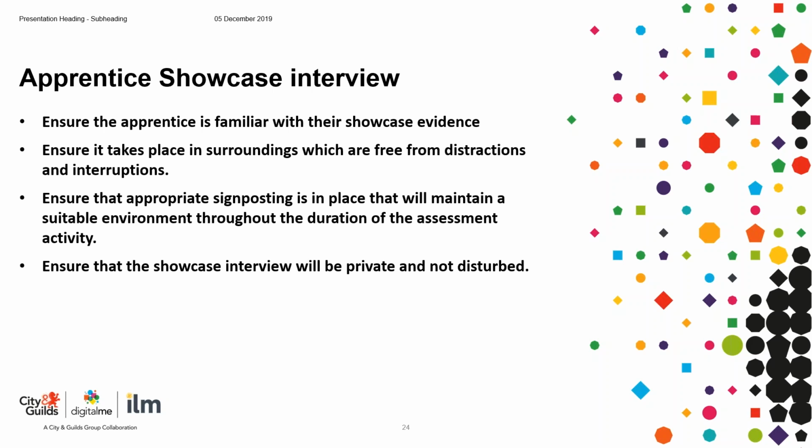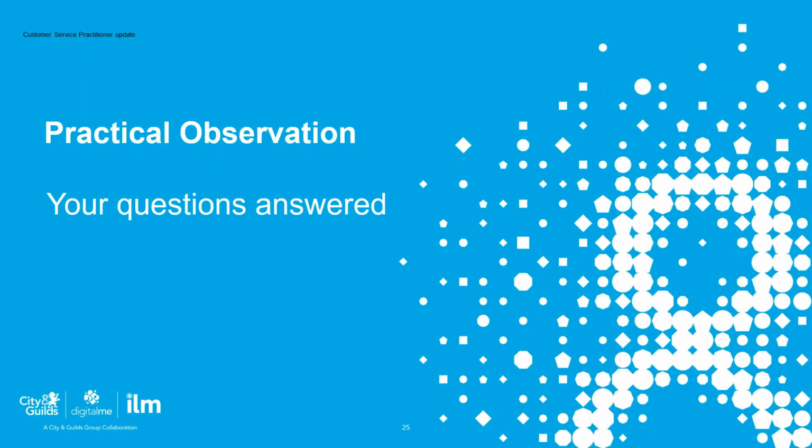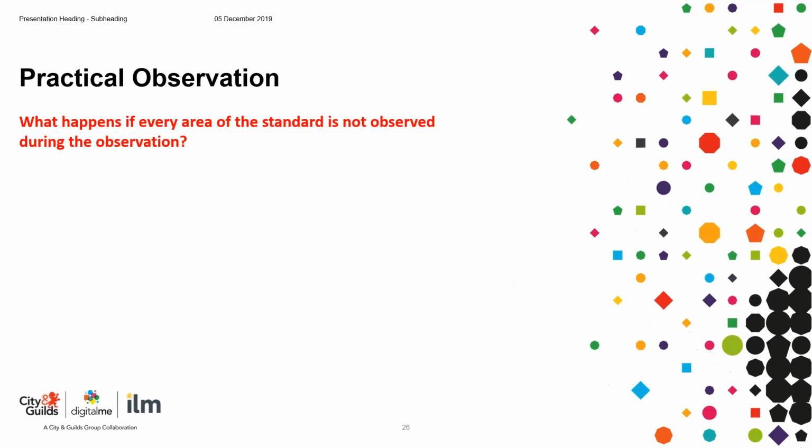So I'm going to move on now to the practical observation and the questions that we received about this. This is the first point at which they will see the EPA, and the part of the assessment where they will meet and demonstrate their practical demonstration of the standard. So a very popular question: what happens if every area of the standard is not observed by the EPA during the observation? Now, we all know customer service comes in lots of guises across lots of industries and sectors.